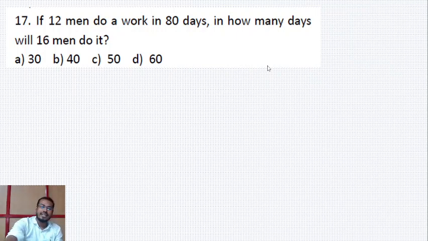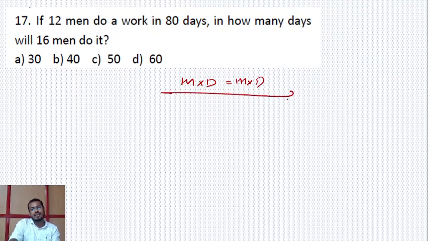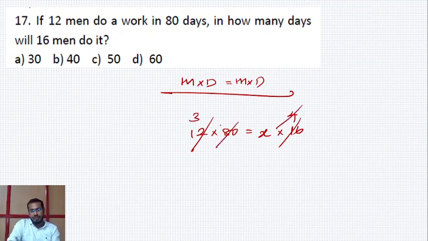Okay, next one. If 12 men do a work in 80 days, in how many days will 16 men do it? Very simple question. Men into days is equal to, okay, men into days. 12 men can complete a work in 80 days. Then here, how many men needed for 16? 16 and 12 getting cancelled. 4 times 16 and 4 3 times 12. And 80 and 4 getting cancelled. 4 2 times 8, so 20, 20 to 3 is 60.